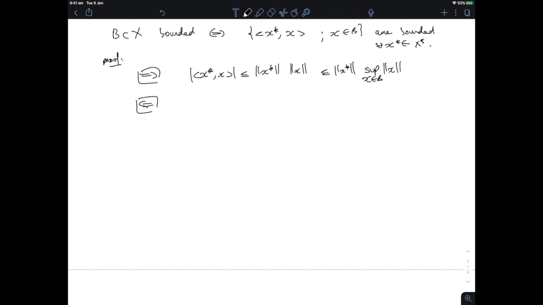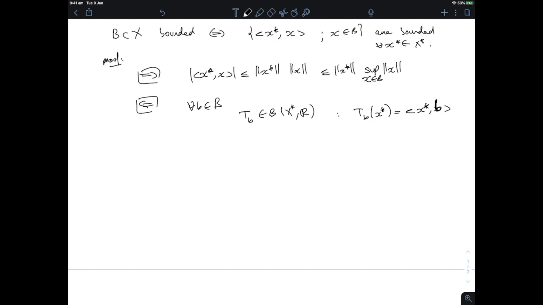And how do we do this? So we define a family of operators. For every b in B, we define Tb to be a map from X star to R. Actually, let's just say it straight away. It's going to be a bounded linear map from X star to R, so really an element of X star star, the bidual of the Banach space, defined by Tb of x star equal the duality product of x star with b.